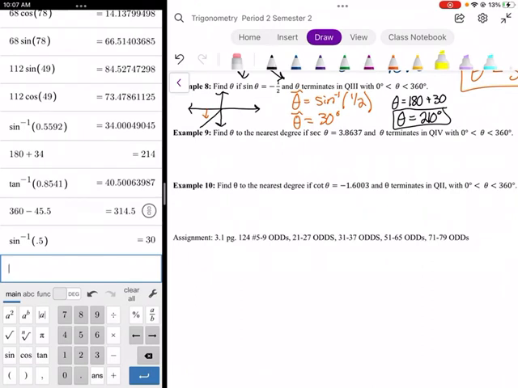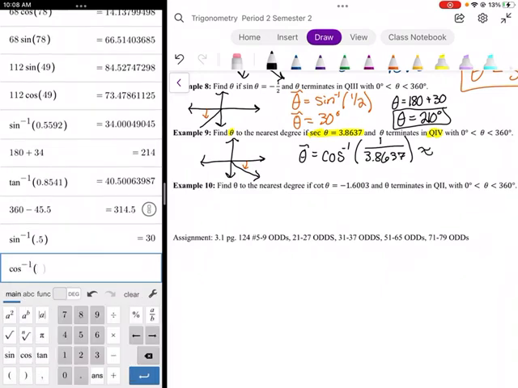Our next example, again, we're finding theta for secant and terminates in quadrant 4. We'll go to this one. We know it terminates in quadrant 4 down here, and we need to figure out that reference angle. For this one, we're doing it the same way we did last chapter, where we have secant, so we're going to still use inverse cosine. And then in our calculator, we're going to type 1 over that 3.8637. And that will give us our reference angle.